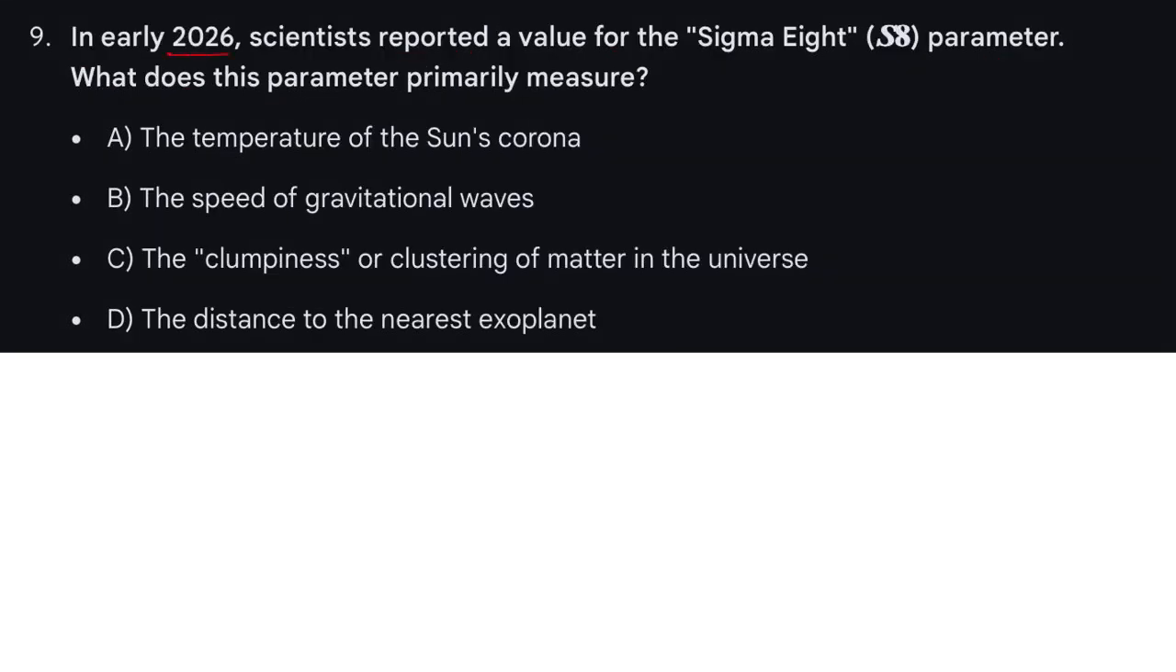Next, in early 26, scientists reported a value for the sigma 8 parameter. What does this parameter primarily mean, students? This sigma 8 parameter is a key cosmological metric used to determine how matter is distributed throughout the universe, helping solve the Hubble tension, right? It is basically the clumpiness or clustering of matter in space. We know that matter is not equally distributed across the universe, right? So in order to study how matter is distributed, this sigma 8 parameter was reported.